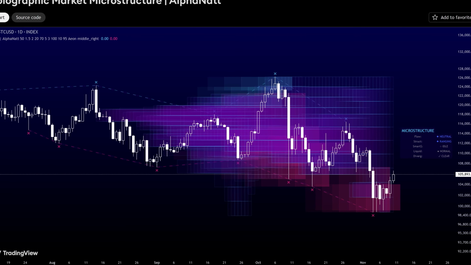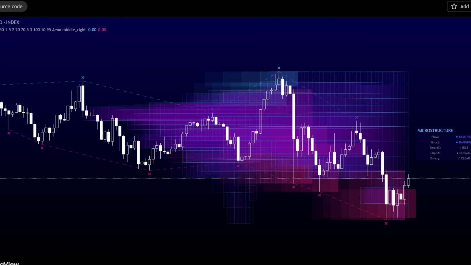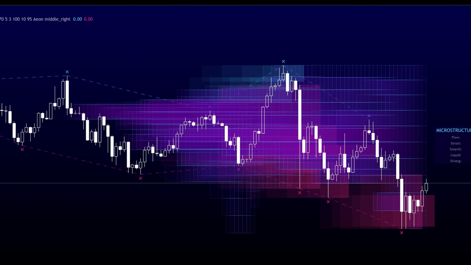By the end of the video, you'll know how to use these zones for clean entries and take profit targets. So stay tuned till the end.